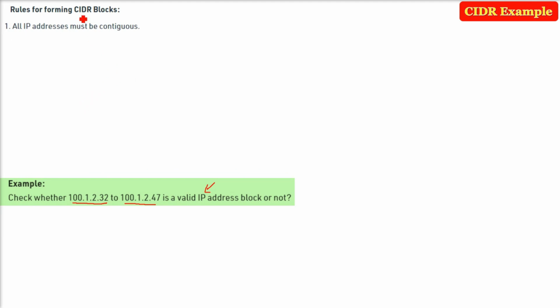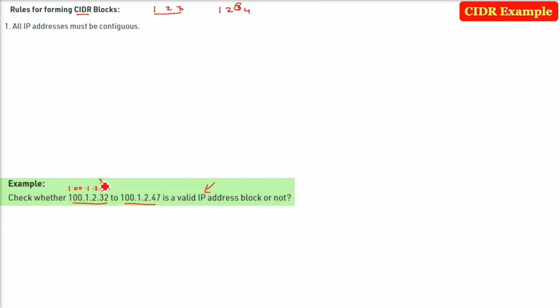The first rule is that all IP addresses must be contiguous. What does it mean? If I write 1, 2, 3, this is contiguous. If I write 1, 2, 4, no, 3 is missing, so it is not contiguous. Contiguous means one by one, like an array being stored. So we have to check for this. Now you compute. Next will be what?